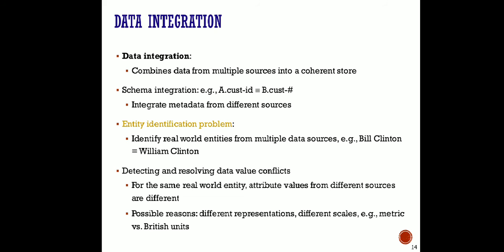Detecting and resolving data value conflicts. For the same real world entity, attribute values from different sources differ. Possible reasons are different representations and different scales. Say we have collected data from one area where they maintain the temperature in the Celsius scale, and somewhere they are using the Fahrenheit scale. We cannot map these two at a time, so we have to convert one of them to a standard form. So these are the problems in data integration.